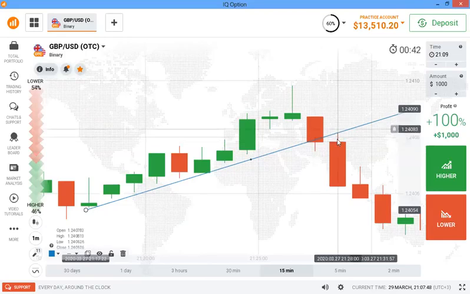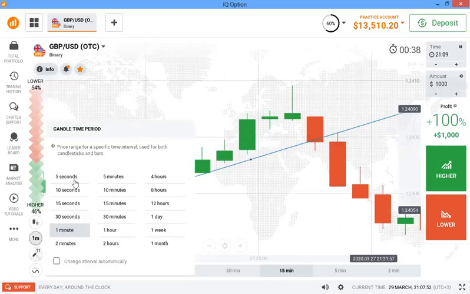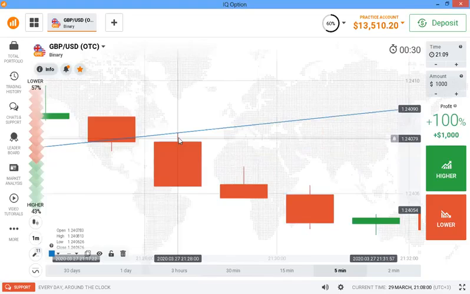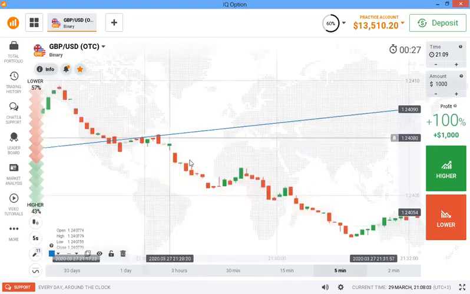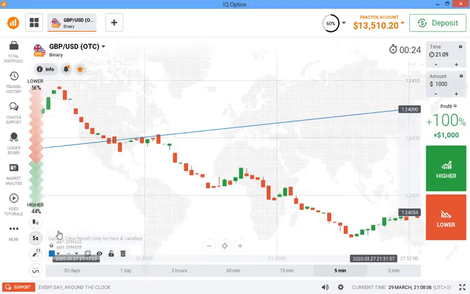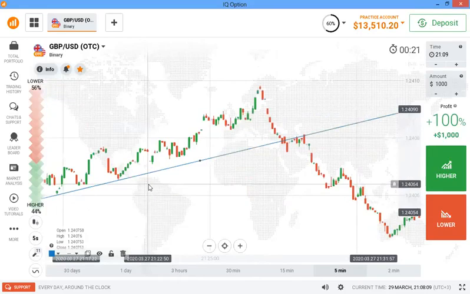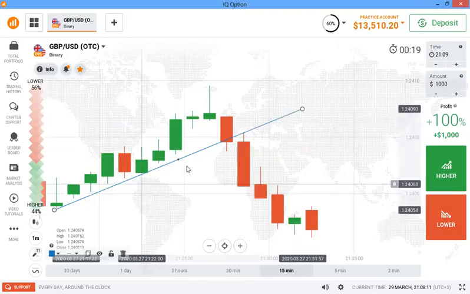Why did I say it forms a resistance? Because it tests the level. Check on the 5-second chart. You will see some turning points here. That means this is a resistance level. So you should observe how the market is moving when you are placing your trade.